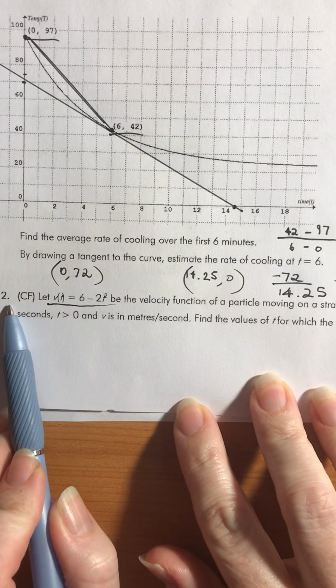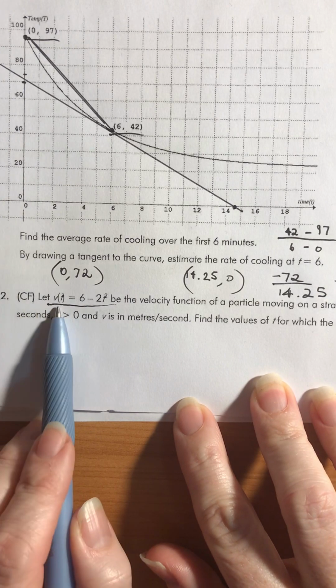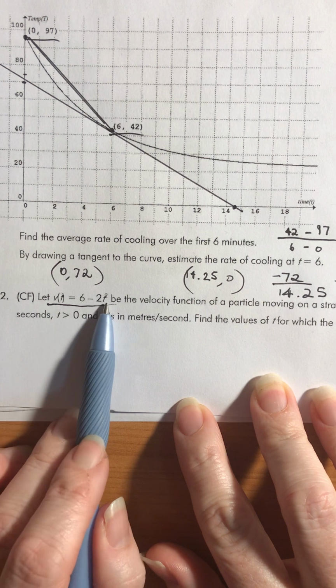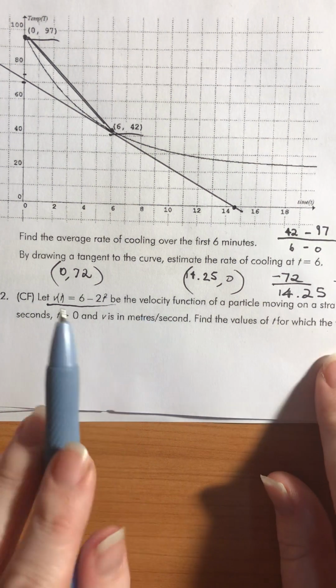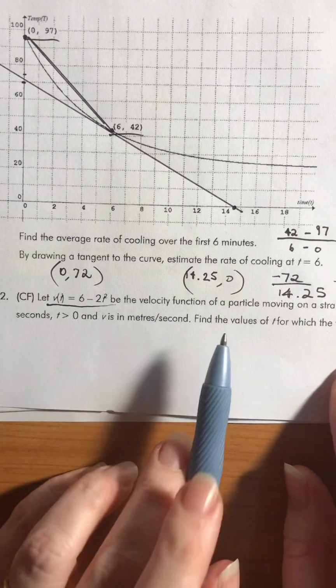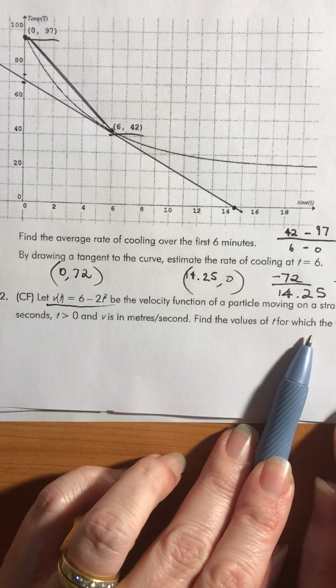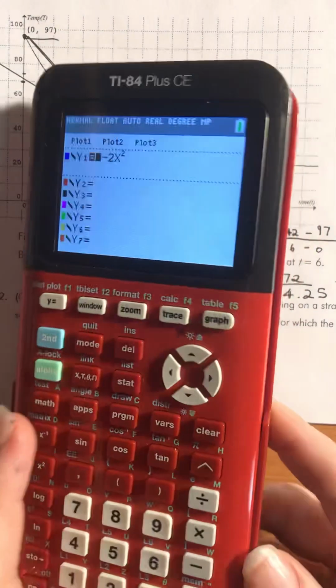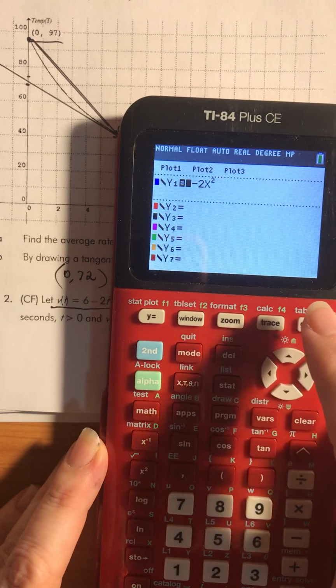Okay, having a look at this question 2, where we've got velocity is equal to 6 minus 2t squared, and we have been told that t is greater than 0, v is in meters per second, and we want to find the values for t for which the velocity is positive. So we can graph that on our calculator.